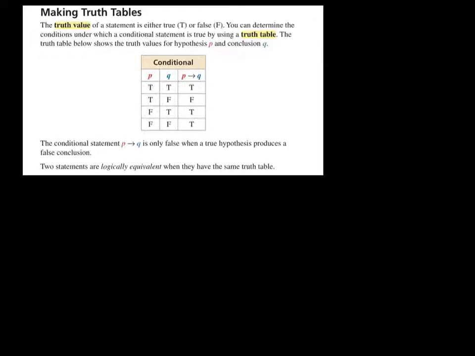And then if we look at this, here's how they get these outcomes. If both are true, it produces a true statement. If a true implies a false, it's a false statement. If a false implies a true, it still counts as a true statement. And if a false implies a false, it's a true statement. So basically, the only time the rule is ever broken is if a true implies a false, and then it's false.